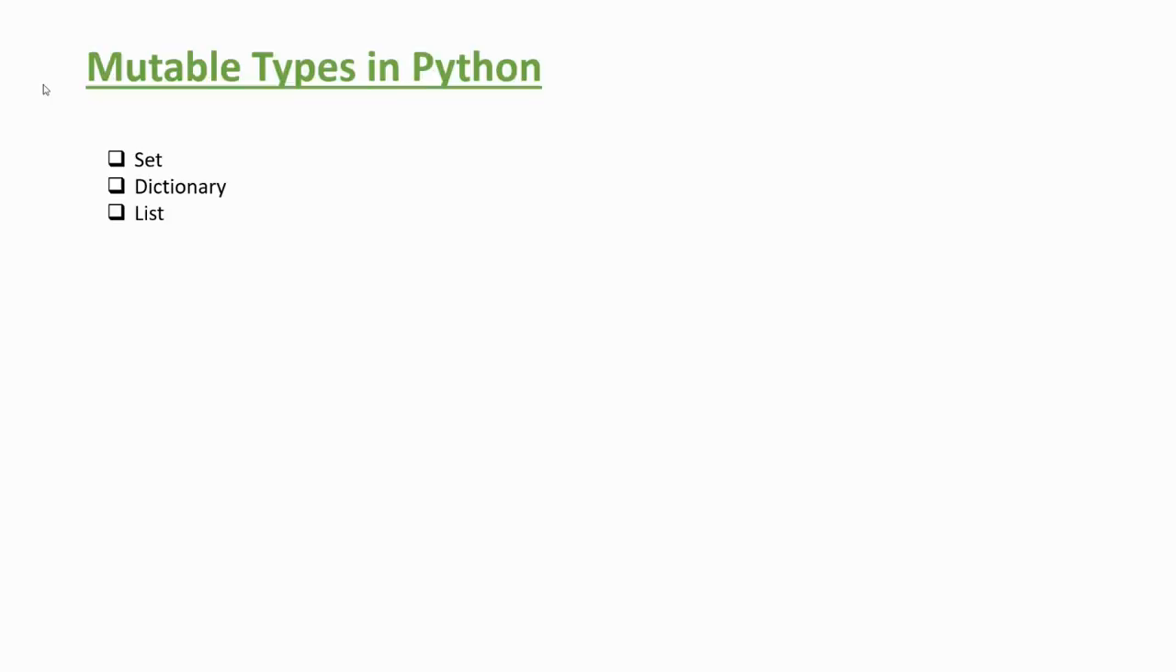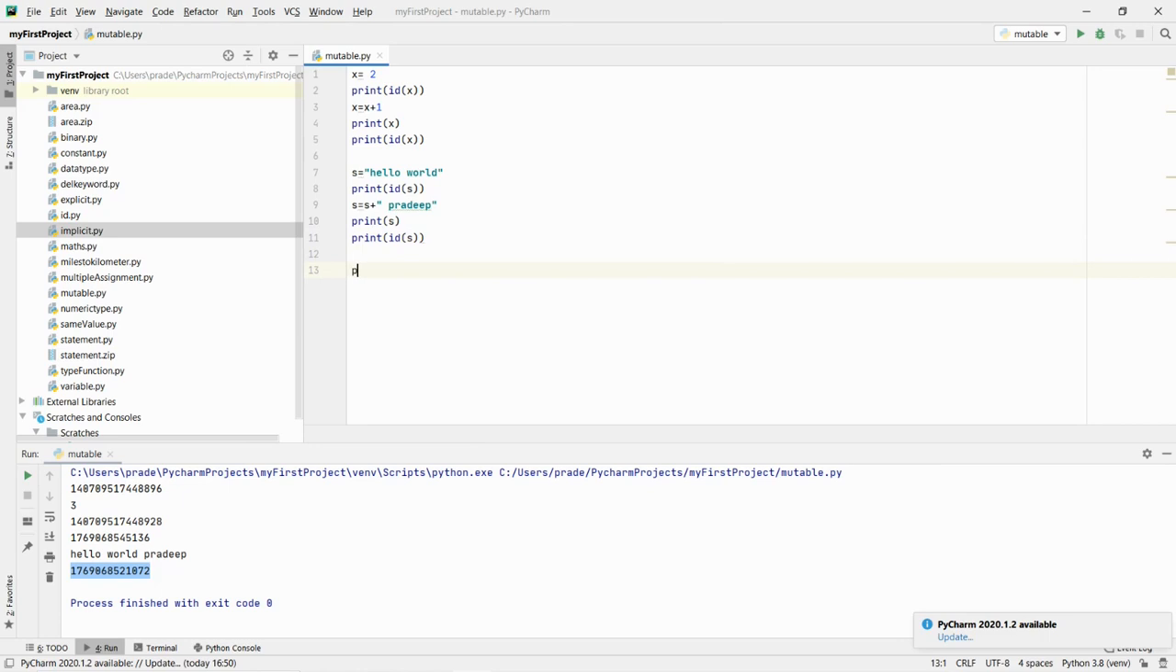Now let's go ahead and see what the mutable objects are. You can see here, there are three objects: set, dictionary, and list. Those are the mutable objects. Now let me open PyCharm again, and we can see why we are saying these objects are mutable. Let me create a list p equal to 1, 2, 3, and I will say p dot append 4, print p, print id of p.